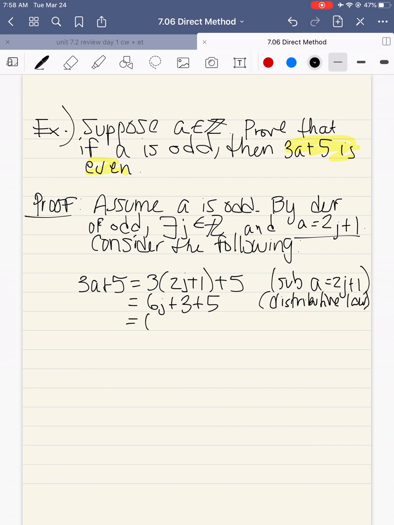And then we can go ahead and simplify. So 6j plus 8. I can write simplify or combine like terms, whichever you prefer. And then this is going to be equal to, and I'm going to factor out a 2 here. You'll see why in just a second. But essentially, again, I'm trying to prove that this statement here is even. So I need to make this mimic the definition of even. So if I factor out a 2, I'm left with the quantity 3j plus 4.